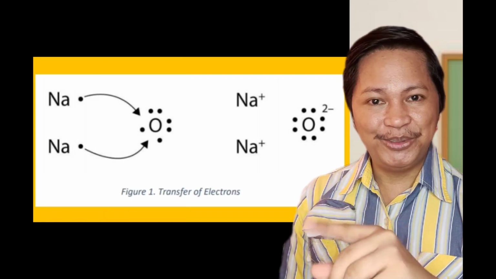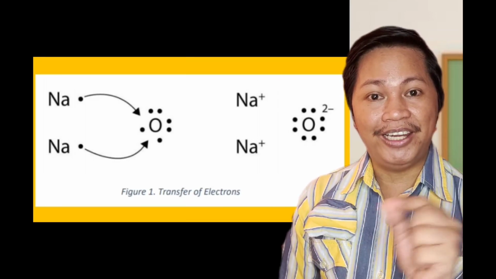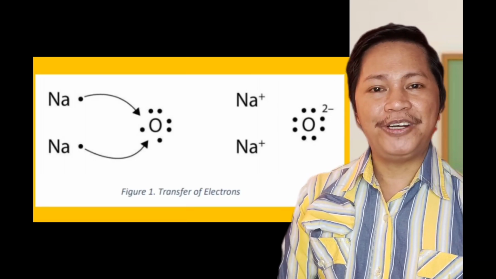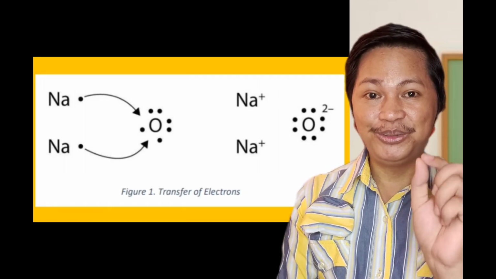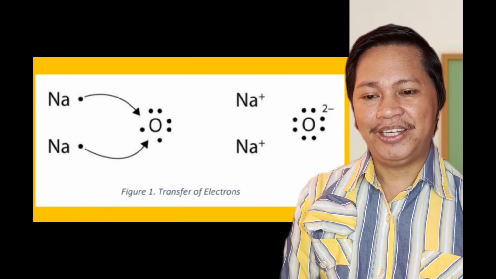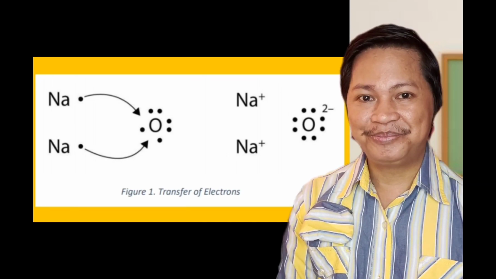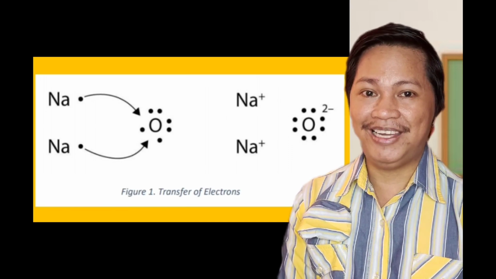So nakita natin na dalawang electron ang nag-transfer sa oxygen atom coming from sodium atom. That's why 2 negative. So ang Na naman, Na plus, kasi isa ang kanyang net transfer. Alright, I hope that is clear now.